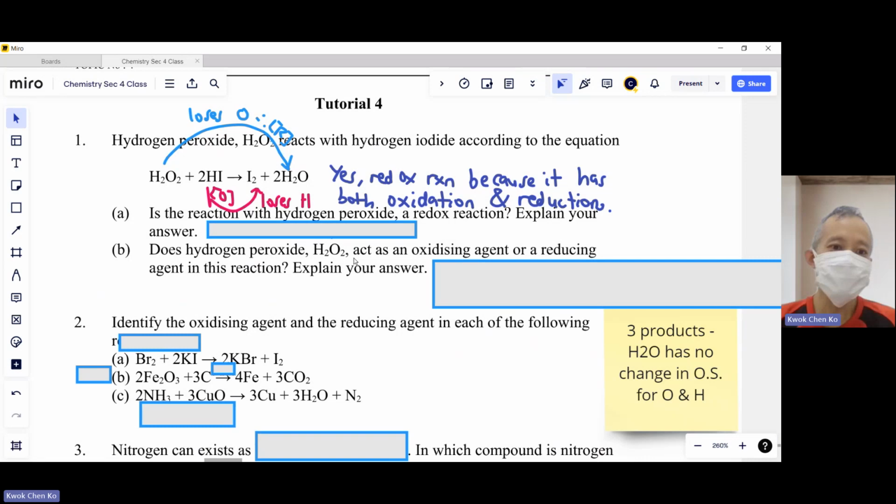Okay. Yes, you're right. But of course, you have to explain. How will you explain? Yep. Okay, good. That's good enough. But you can also explain that H2O2 has reduced, itself has reduced to become H2O. So either explanation is fine.